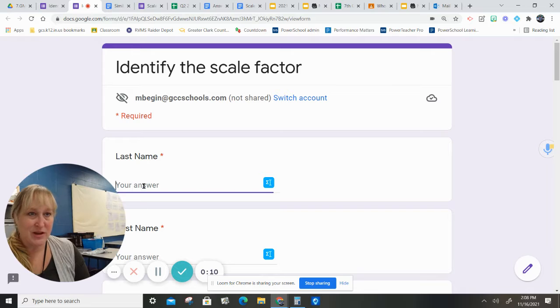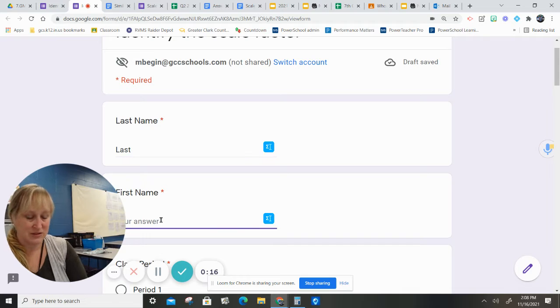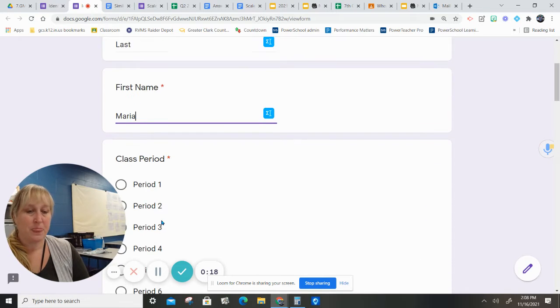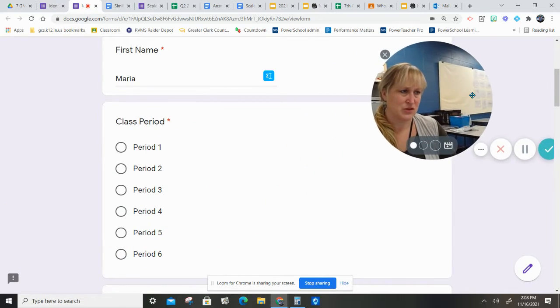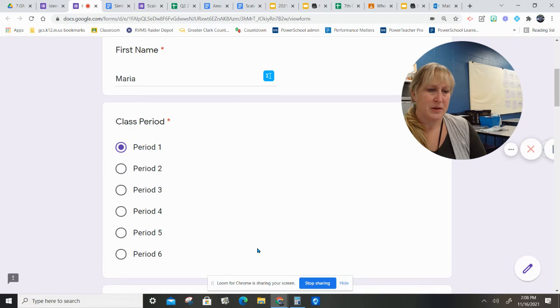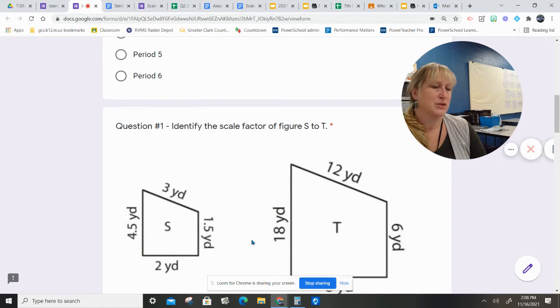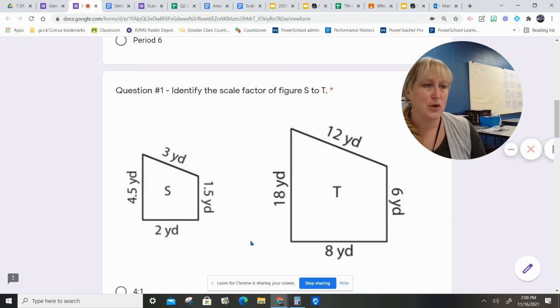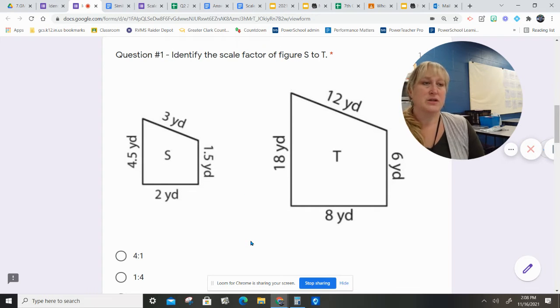We are going to identify the scale factor. Please make sure that you put your last name and your first name and the class that you're in. I did try to make this bigger so that you guys can see a little better. And we are going to learn about scale factor and how to determine the scale factor from two shapes.